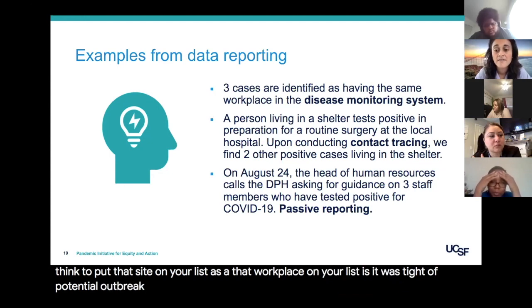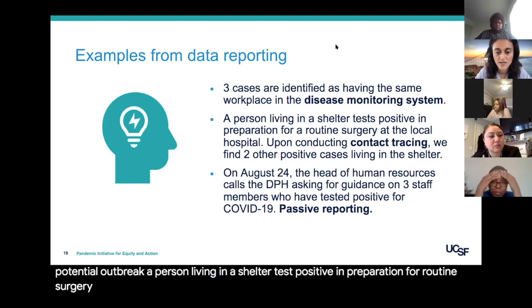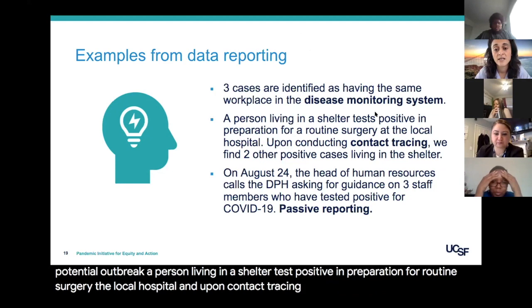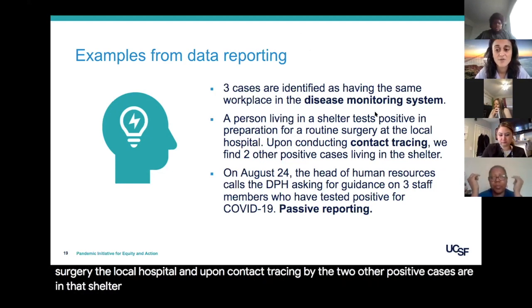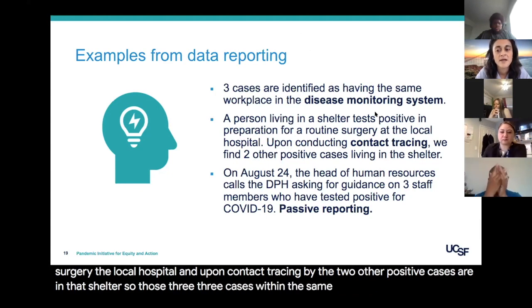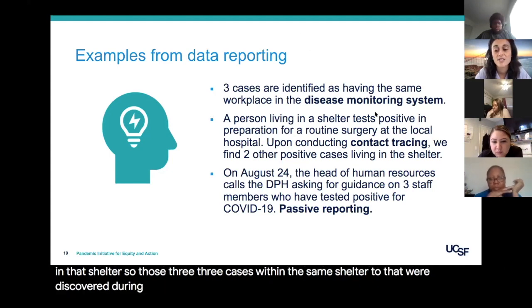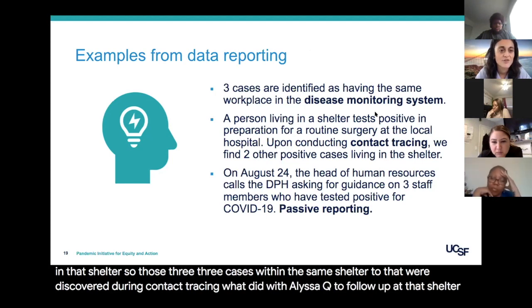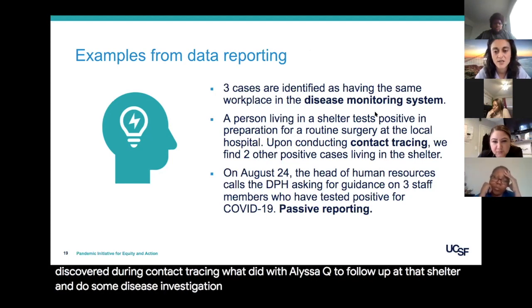A person living in a shelter tests positive in preparation for routine surgery at the local hospital, and upon contact tracing, you find that 2 other positive cases are in that shelter. So those three cases within the same shelter, 2 that were discovered during contact tracing, would elicit you to follow up at that shelter and do some disease investigation there.